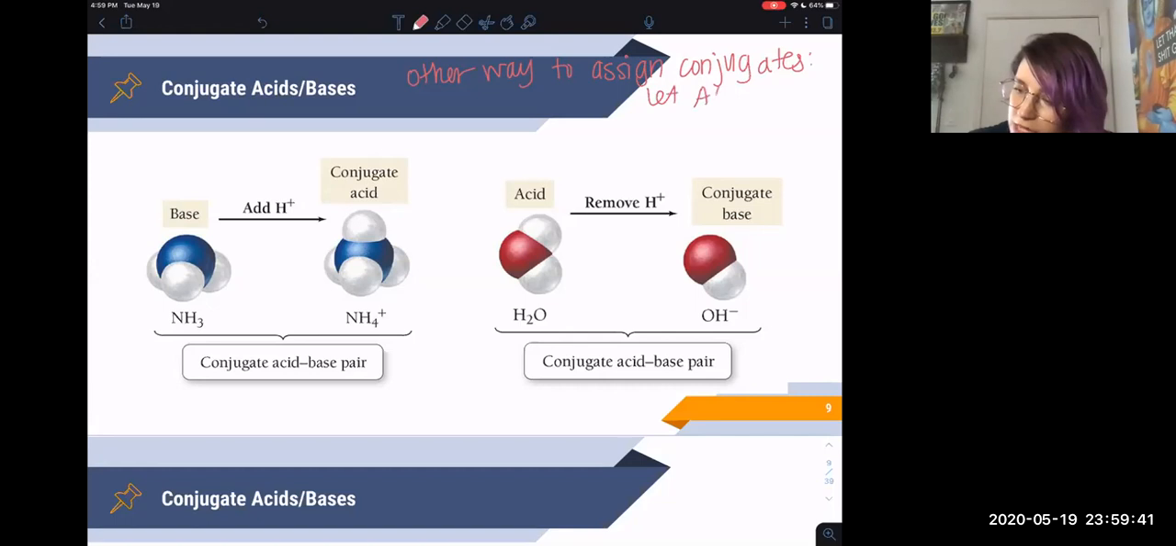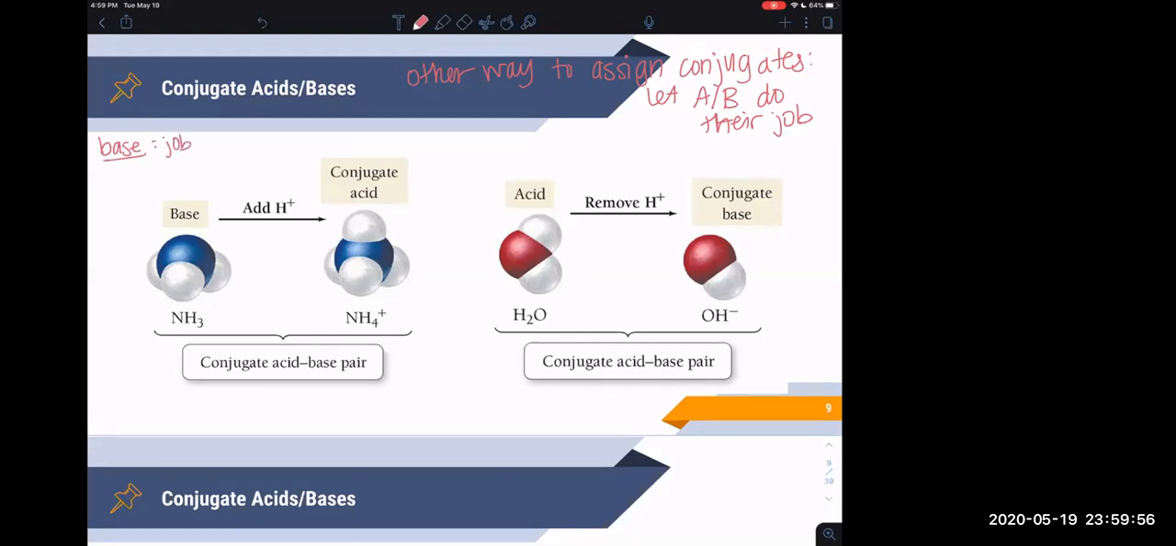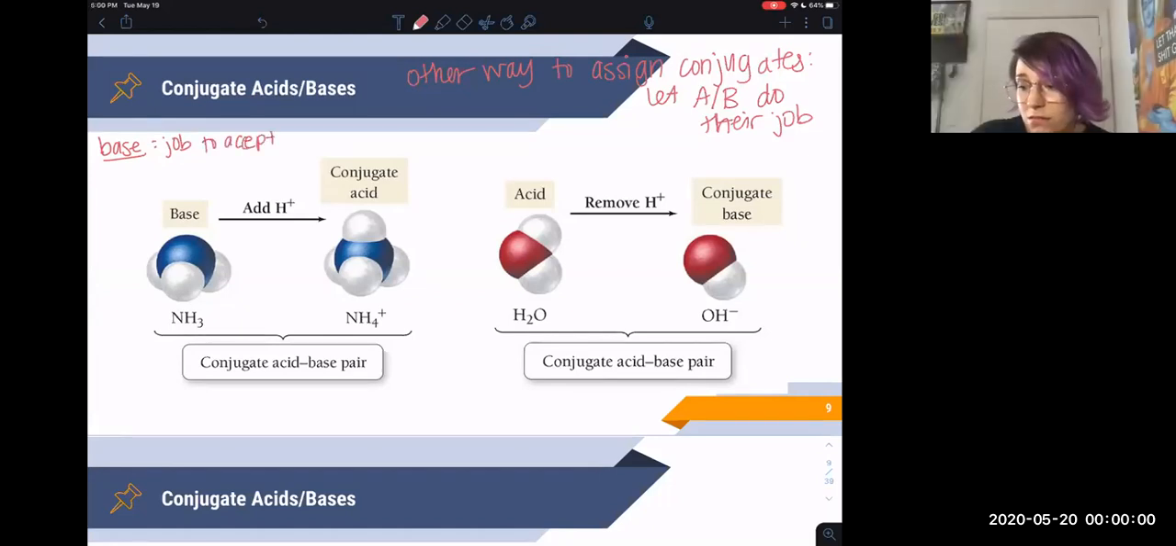So let the acid or base do their job. And whatever is left over is the conjugate. So think about taking a base. What's the job of a base? A base's job is to accept an H. So let it do that. Add an H to your base. What do you get when you add an H to NH3? NH4. Don't forget to also add a plus.